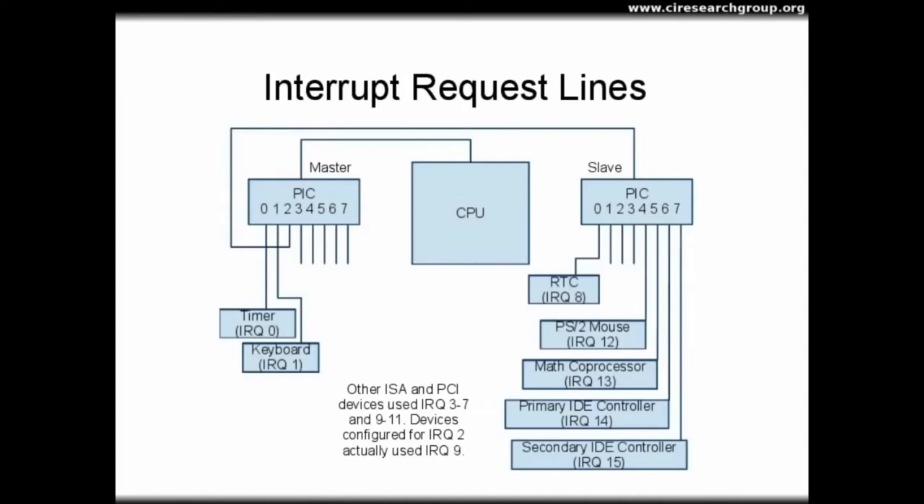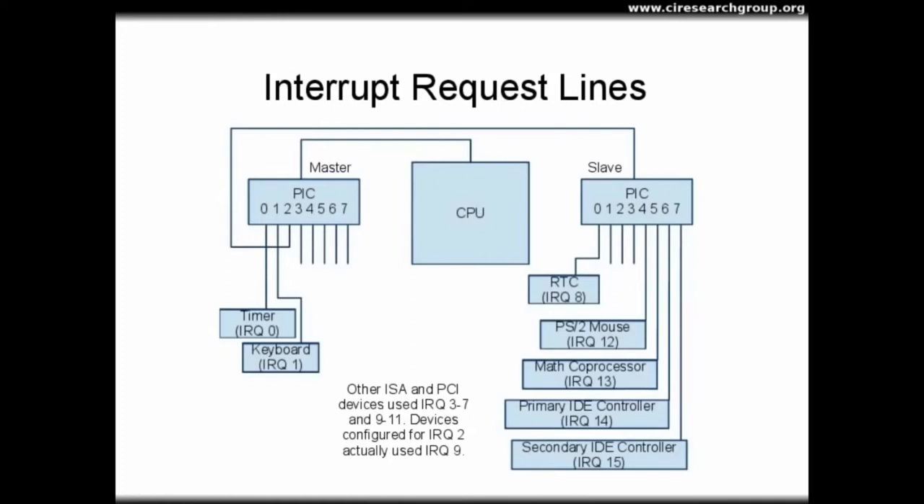Now, it should be noted that since pin 2 of the master chip handles the slave chip, the master programmable interrupt controller only supports an effective 7 interrupts. So there are only 15 usable interrupt hardware lines for devices. And these are numbered 0 through 15, but we have to skip the number 2.